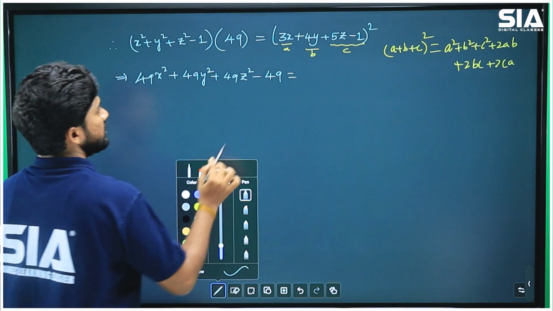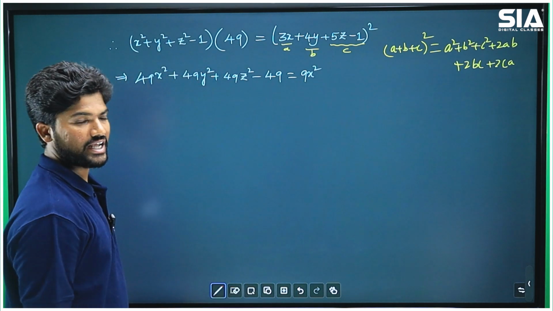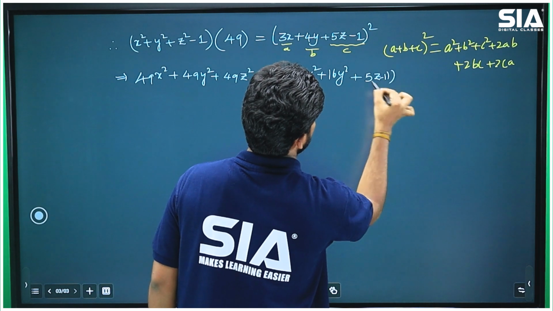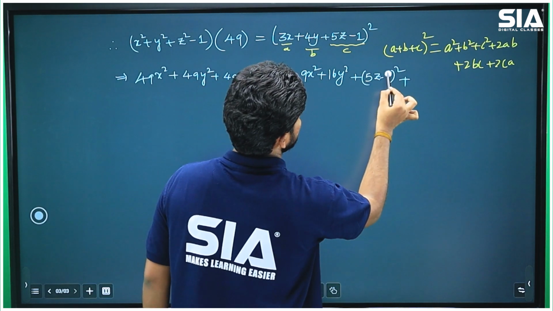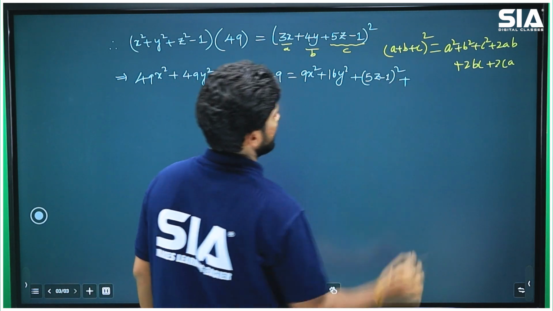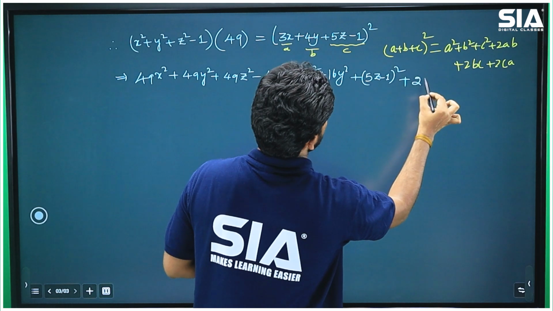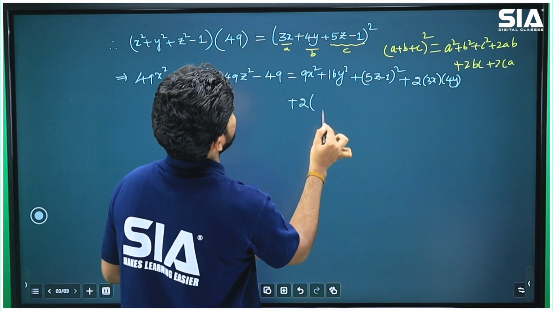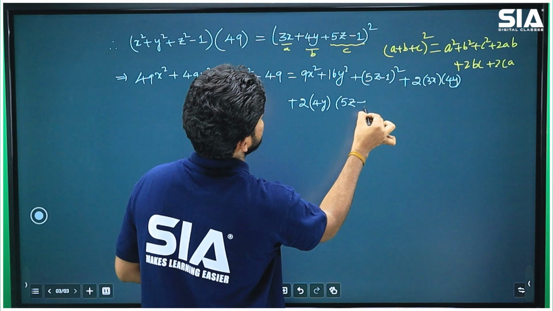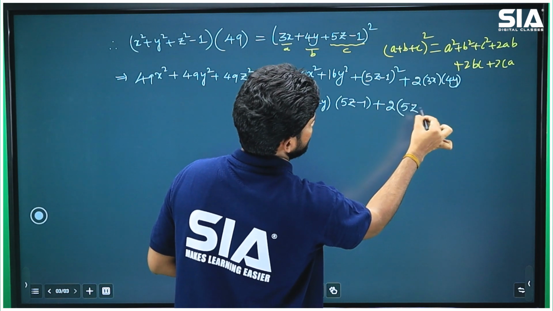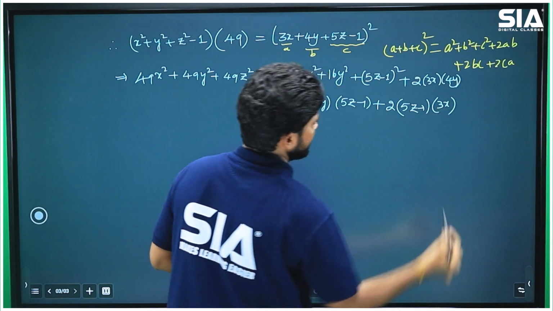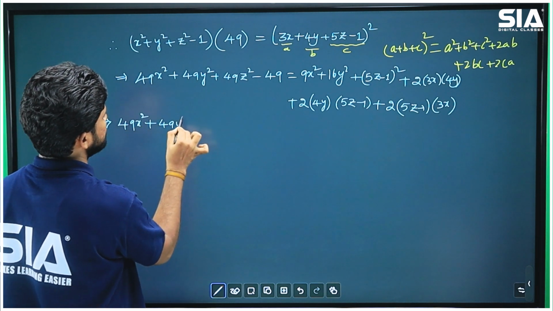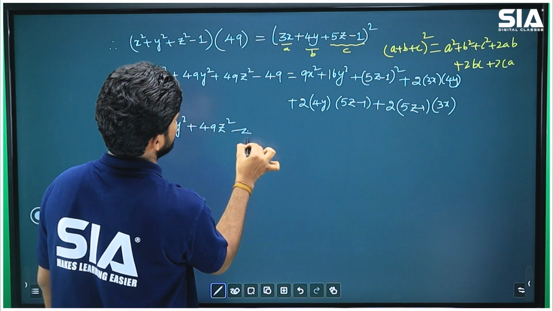If you expand that RHS value, so now a square means (3x) whole square, that means 9x square, plus b square, 16y square, plus c square, (5z minus 1) whole square, plus 2ab, 2 into 3x into 4y, plus 2bc, 2bc means 2 into 4y into (5z minus 1), plus 2ca, 2 into (5z minus 1) into 3x. Okay, this is the total expansion of the formula. So now 49x square plus 49y square plus 49z square minus 49.